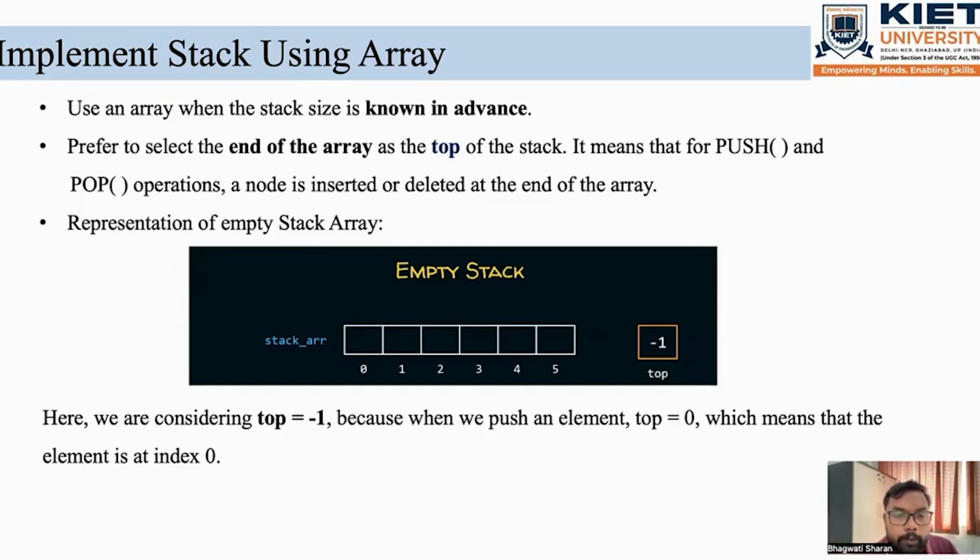Because array is a fixed one, no? Array is a fixed one. So because of that, if the size is fixed, meaning it is known to us, we go for array. If the size is not fixed, then in that condition we go for the linked list.